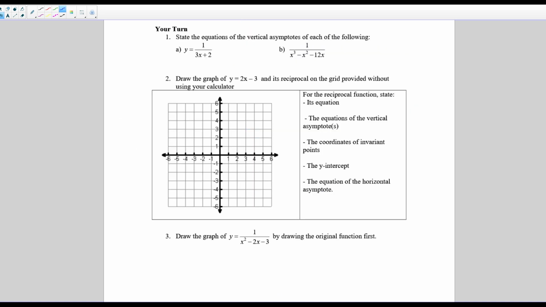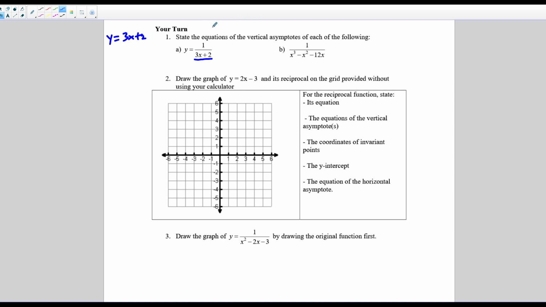All right, let's take a look at a few more examples. For this first question, we're going to state the equations of the vertical asymptotes of each of the following functions. So we're going to take a look at the original function, which is 3x plus 2. We can think of this as y is equal to 3x plus 2.